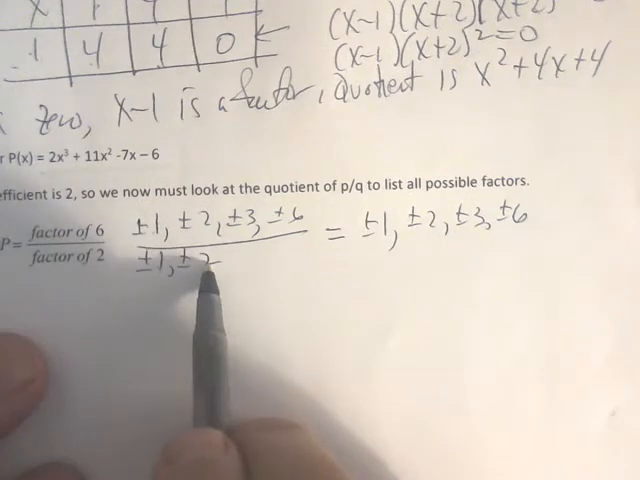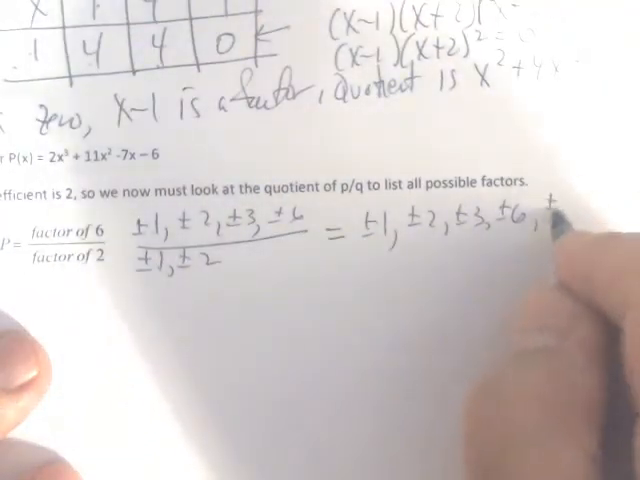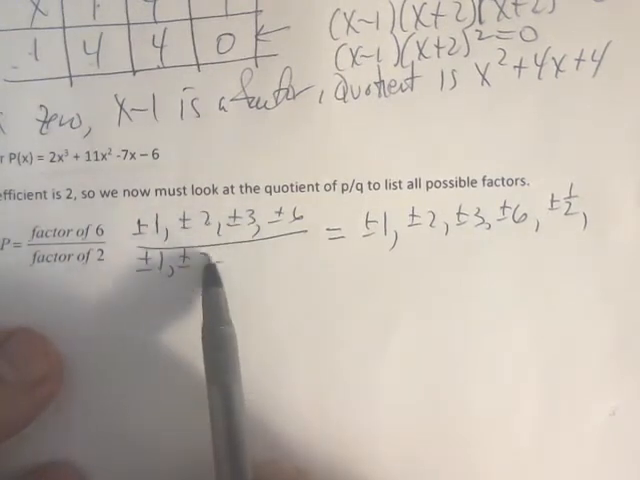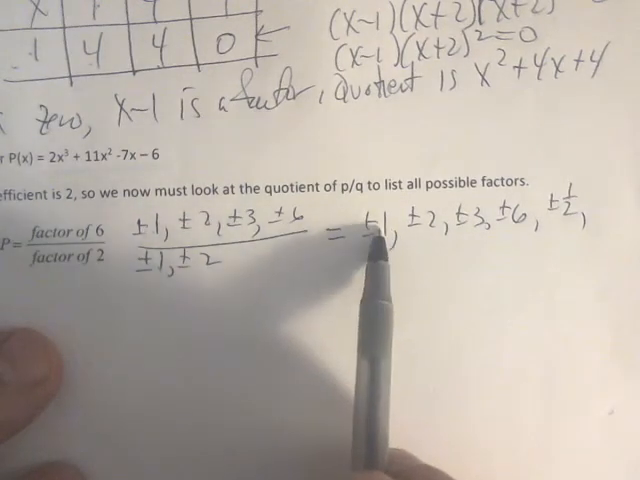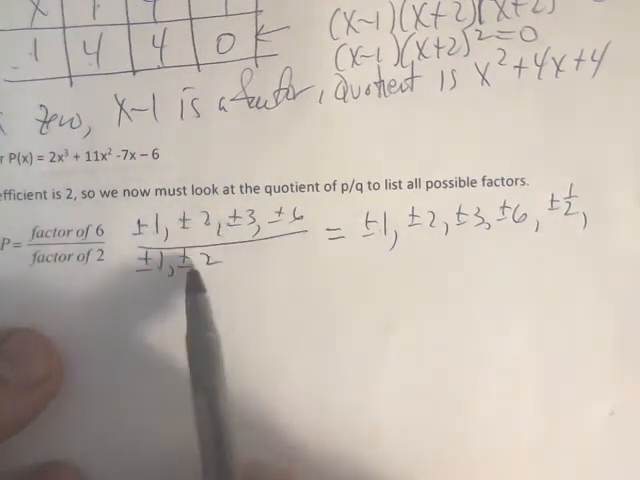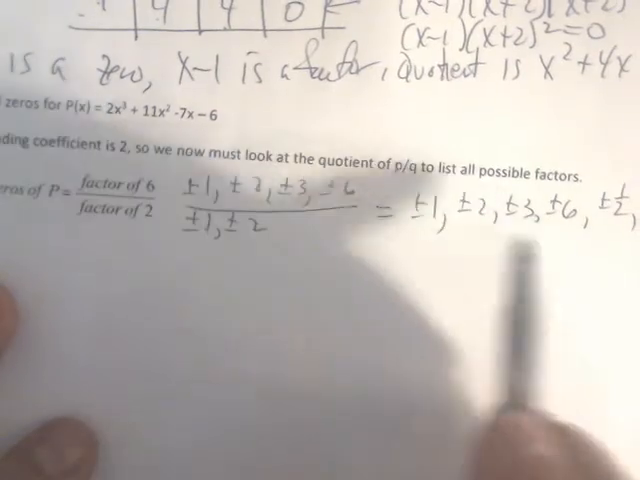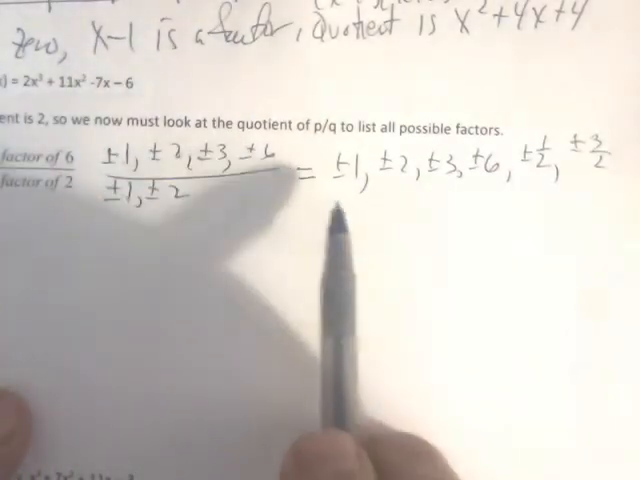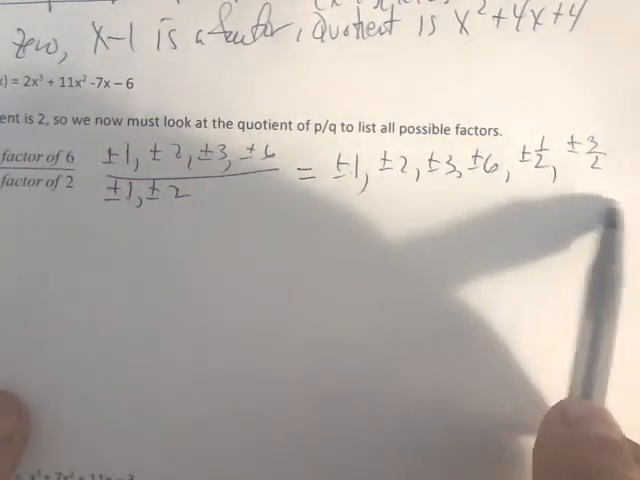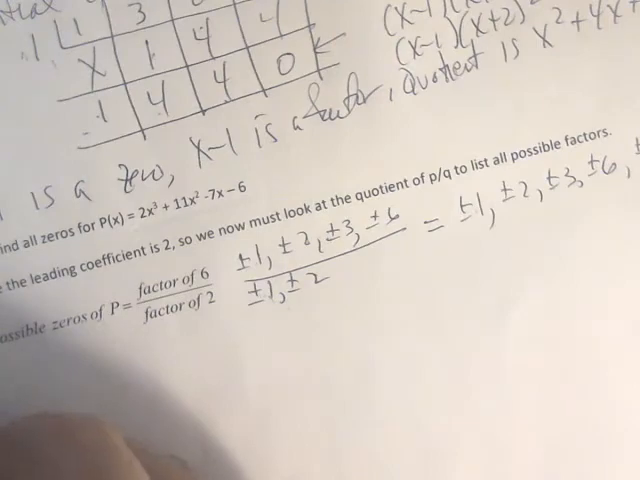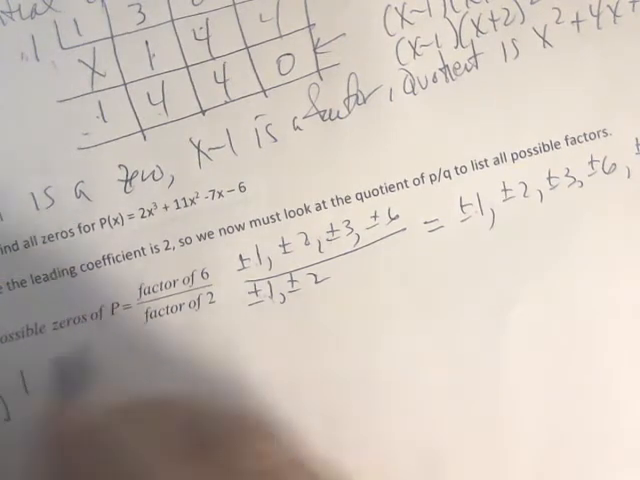Then I look at 1 over 2. So that's plus minus a half. 2 over 2, well, I've got that at 1. 3 over 2 is 3 halves. 6 over 2 is 3. I already have that. So these are my potential zeros. So again, I'm going to try right with 1. I go right in order. So I'm going to try 1.